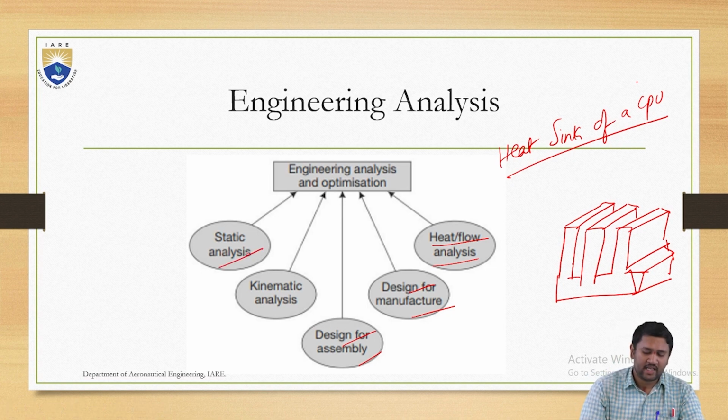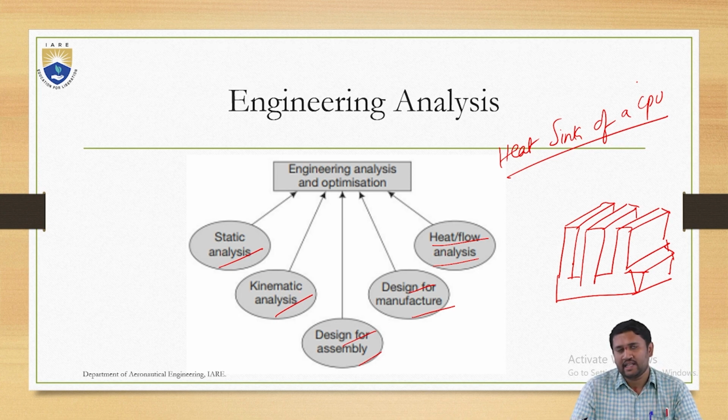First, you will be performing static analysis, which includes what equilibrium a CPU heat sink can attain. Then you will be using a kinematic analysis, on the effect of motion or the effect of the body on it. Next, you will be performing a heat or flow analysis because that is the primary function, as discussed earlier.